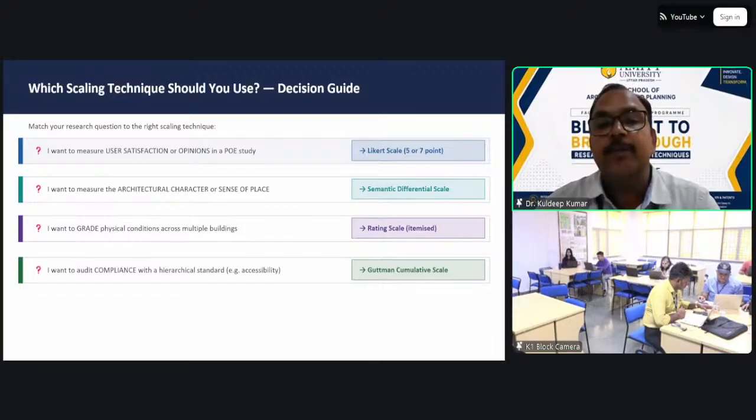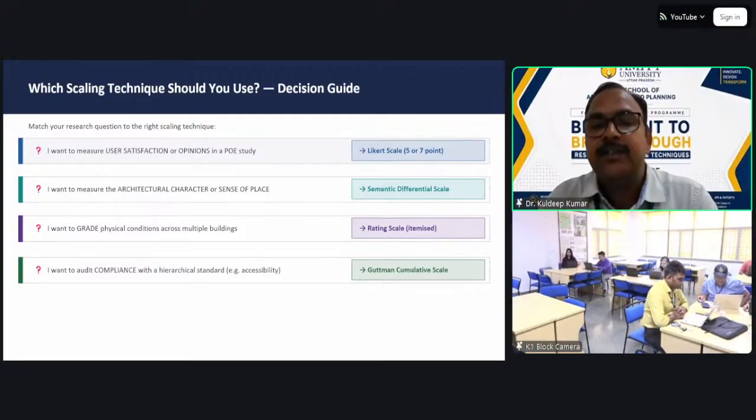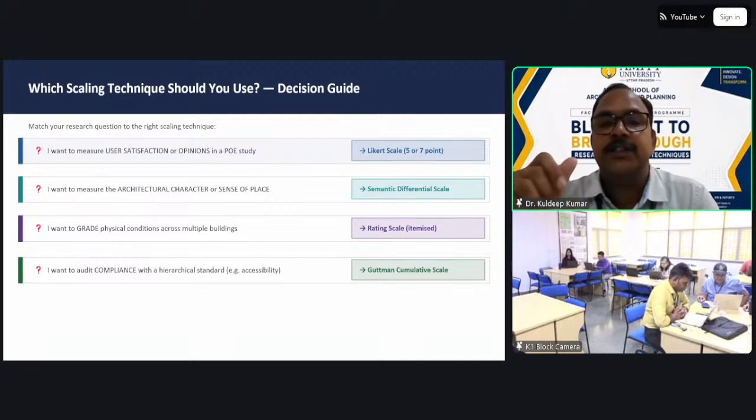In another example, if you want to grade, say, the physical condition of any building, here the rating scale is most useful. It is itemized as per the questions which have to be asked. So it is better to rate each building element independently on a consistent categorical scale in the rating scale, in this case, when you want to grade the physical condition.